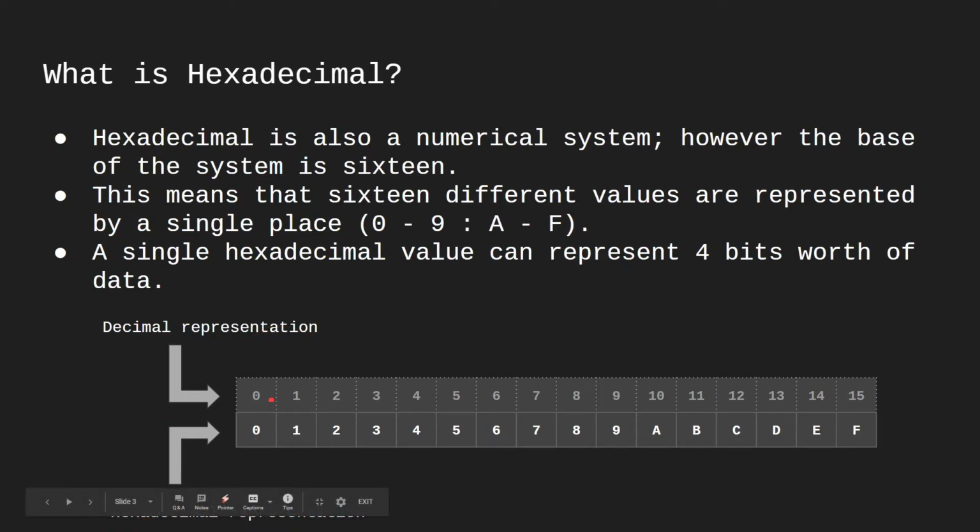So again, here is a chart. Below, this is the hexadecimal representation, the lower portion, and the upper portion is the decimal representation. So we can see it's 0 through 15, 16 pieces, and then 0 through 9, and then A through F.